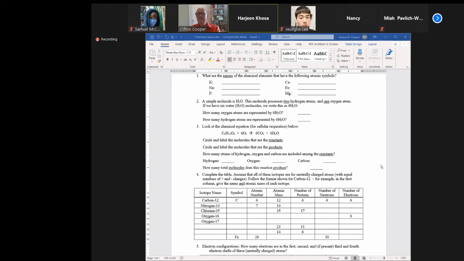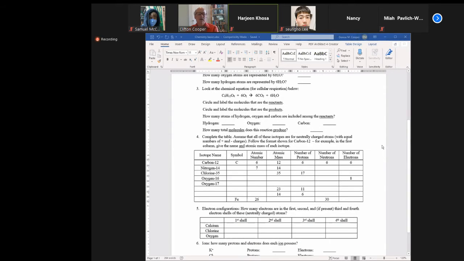Wait, how do we count the oxygen again? Okay. Each CO2 molecule has 2 oxygens in it. So there's 6 CO2s, that means 12 oxygens in there, plus each water molecule has 1 oxygen, and there's 6 of those molecules. 6 times 2 plus 6 times 1 comes up to 18. Okay, thank you. You're welcome.